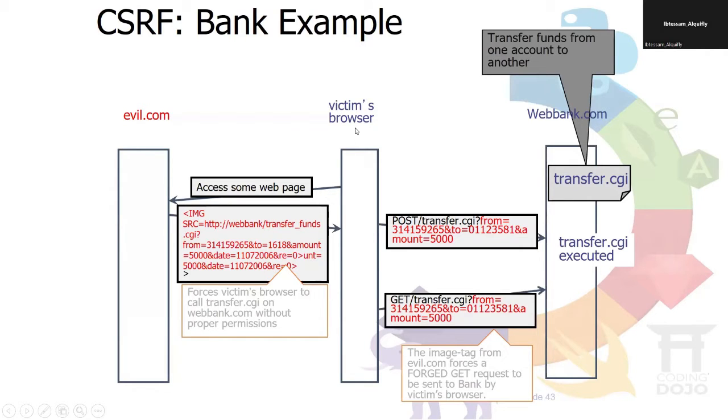But again, when you browse to evil.com, the image will be loaded, and the image will basically be saying, you know what, I'm going to move this amount from this specific account, which is your account, to the attacker's account. And again, guys, this is the amount over here, this is the date, and the last thing is the recurrence or not. This forces the victim's browser, which is your browser as the victim, to go and send a GET request to this specific page and then execute this.